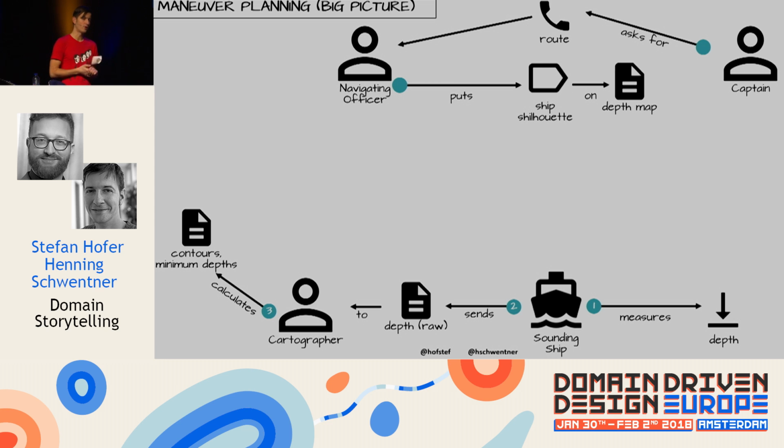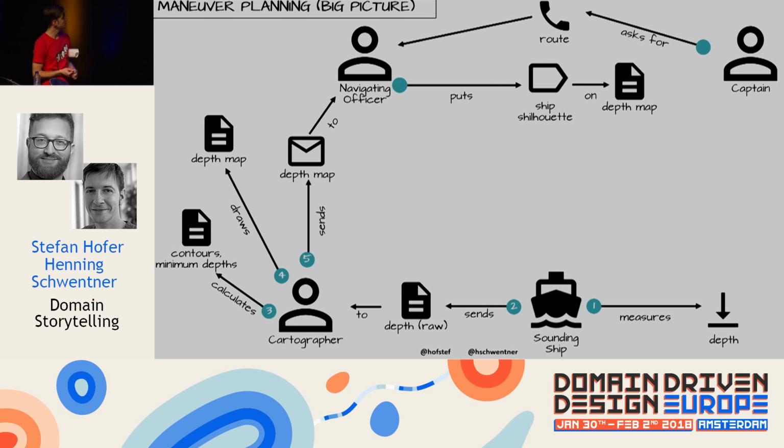Then I draw the depth map. So you put these values, these contours, this minimum depth onto the depth map. And after that, I send this newly drawn map to my colleague, the navigating officer. How do you send it to your colleague? By mail. So you actually print it out and send it by mail? Yeah, that's right. Good.